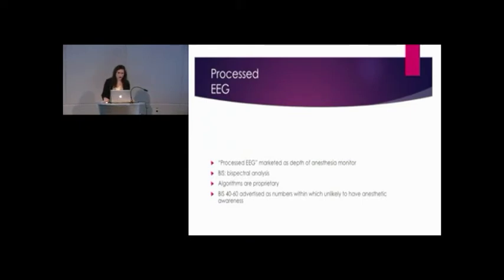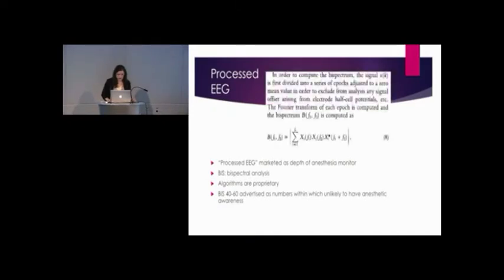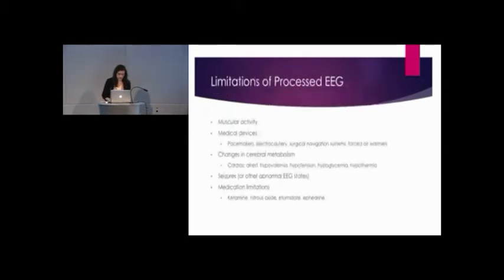So these are actually marketed as a depth of anesthesia monitor, not really as a simple EEG. The algorithms for these are proprietary, and they say that a BIS between 40 and 60 are numbers where you're unlikely to have anesthetic awareness. But what that means in terms of an actual EEG pattern is not completely clear. So again, it's the bispectral analysis. There are many different monitors available, but there are many limitations as well.